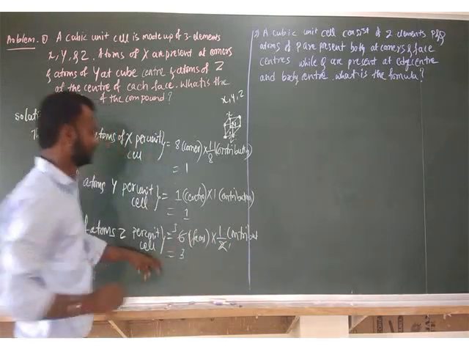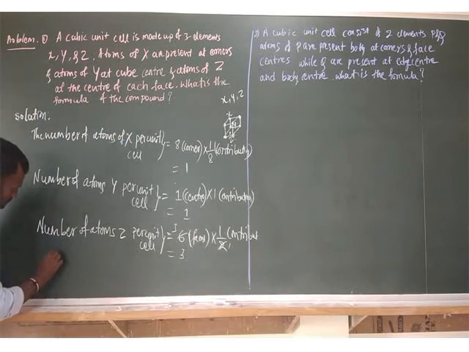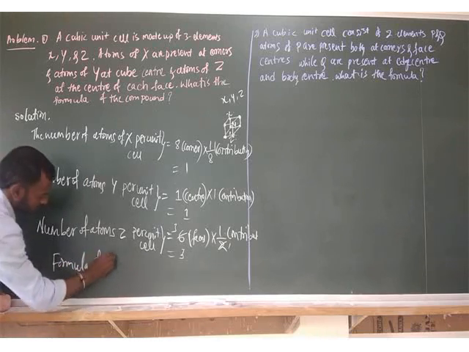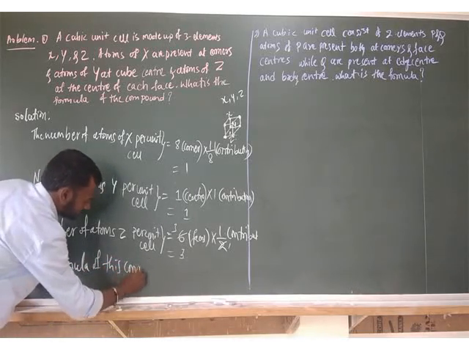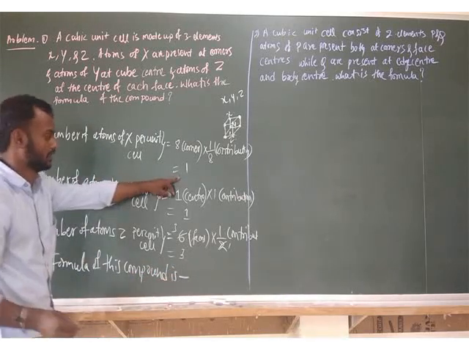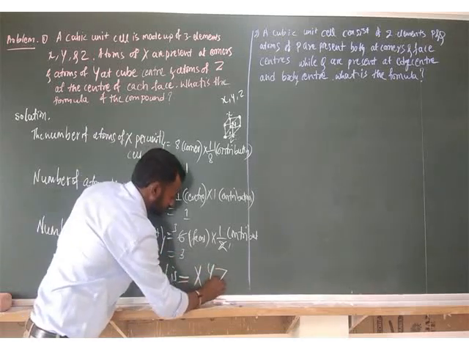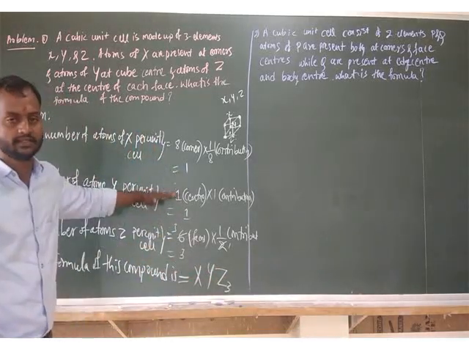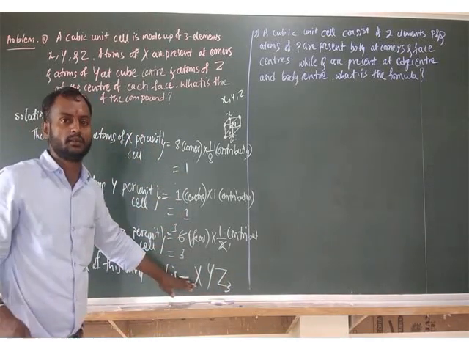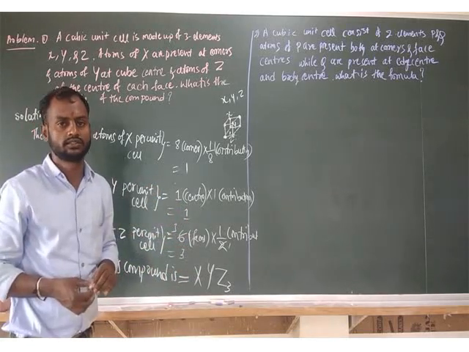Therefore 3. The formula of this compound is X Y Z3. So this is the formula of the XYZ3 compound. Clear, my dear students?